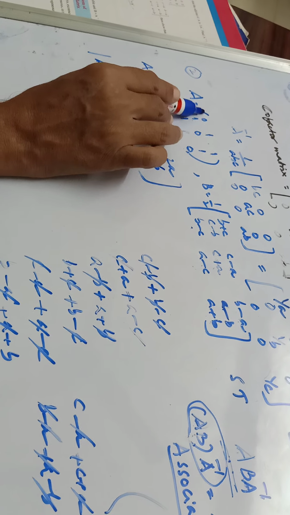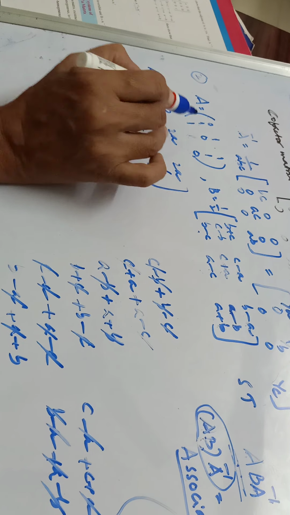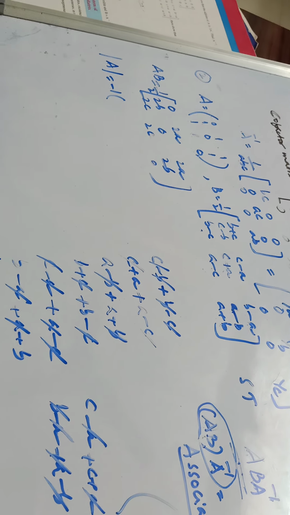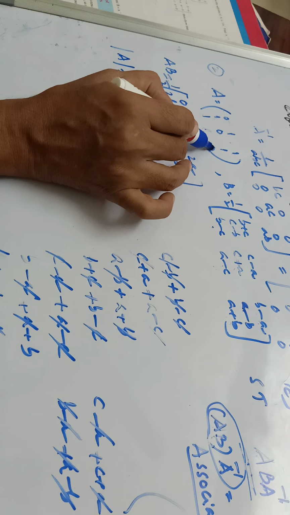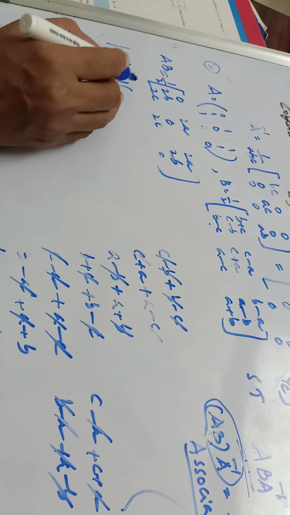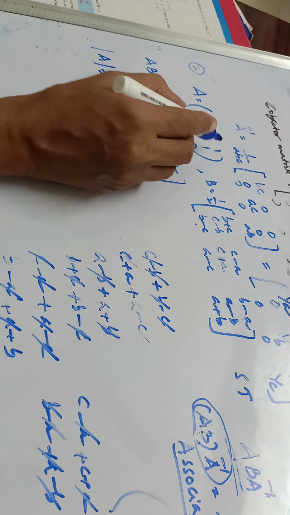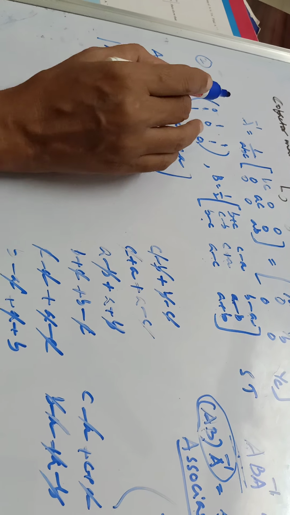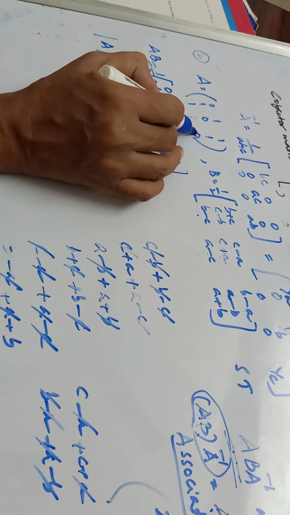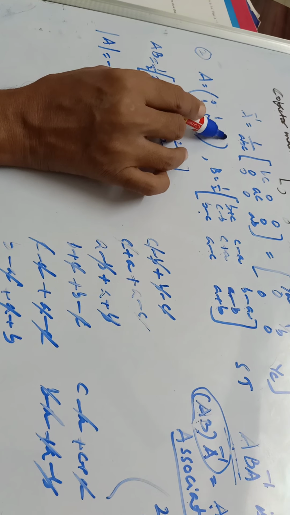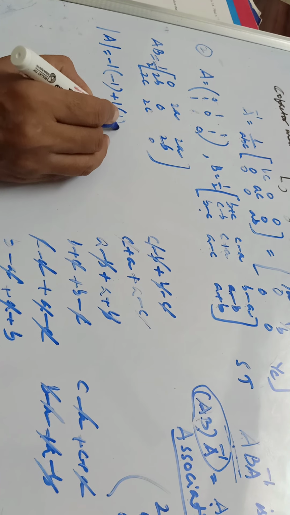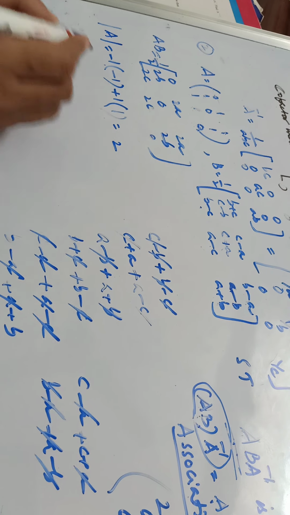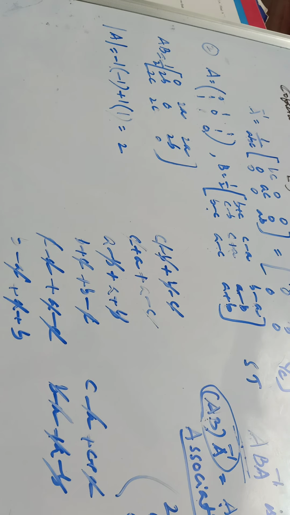Here 1 is present in first row and second column, so the sign will change. Delete this row and this column. 1 into 0, 0. Minus 1 into 1, minus 1. Plus 1, this plus sign does not change because it is present in first row and third column. 1 plus 3 is 4. Delete this row and this column. 1 minus 0, that is 1. This is 1 plus 1, 2. So det A is 2.